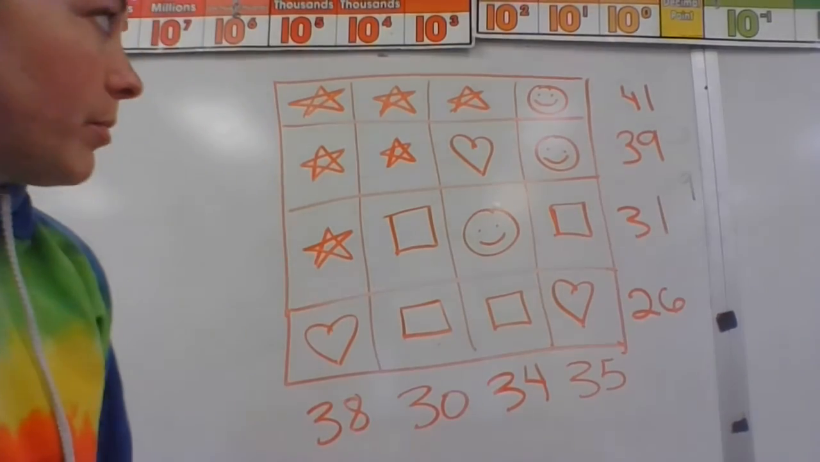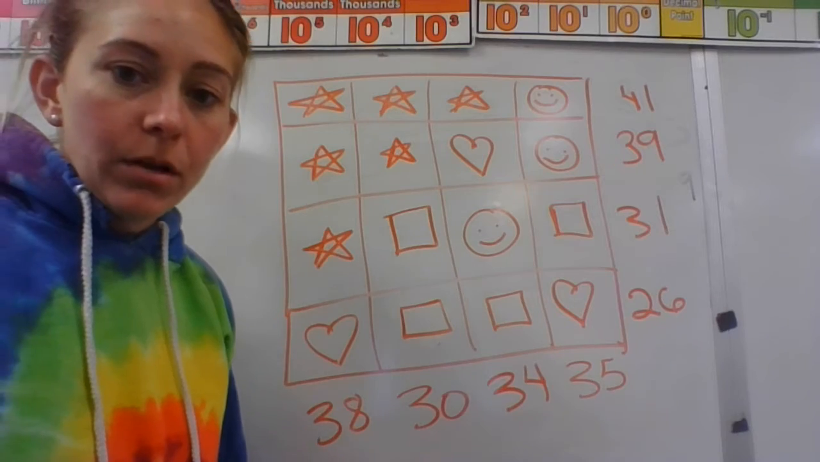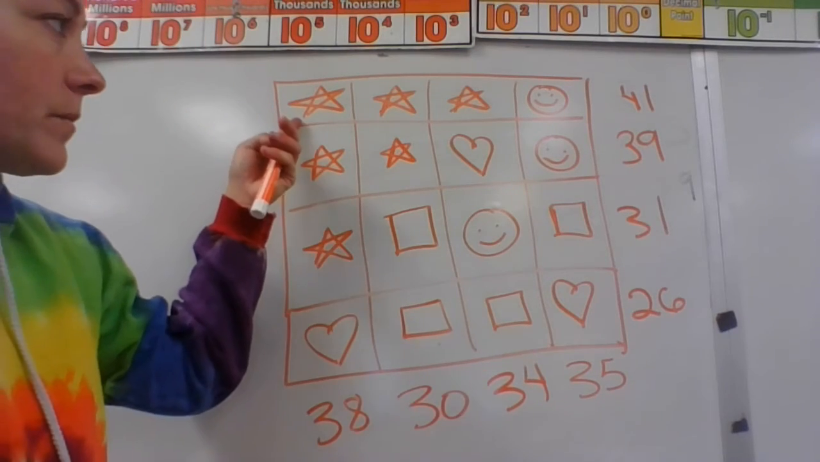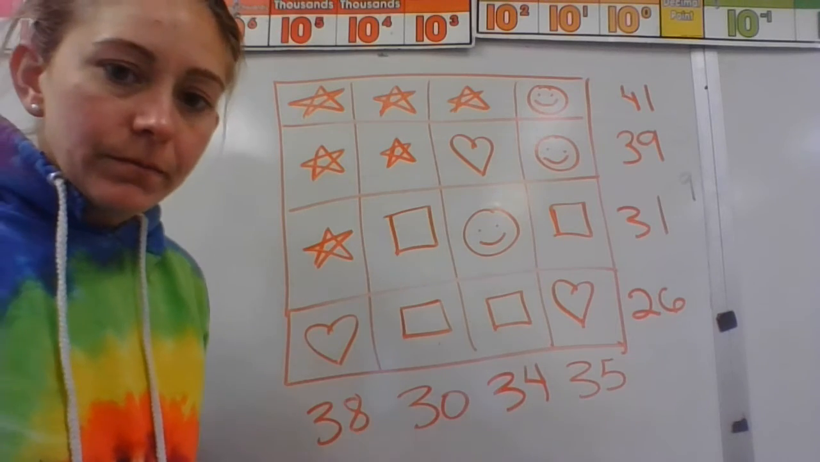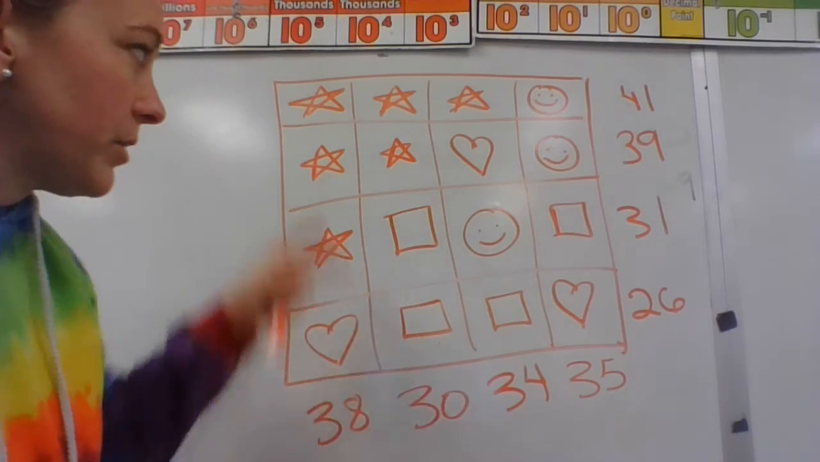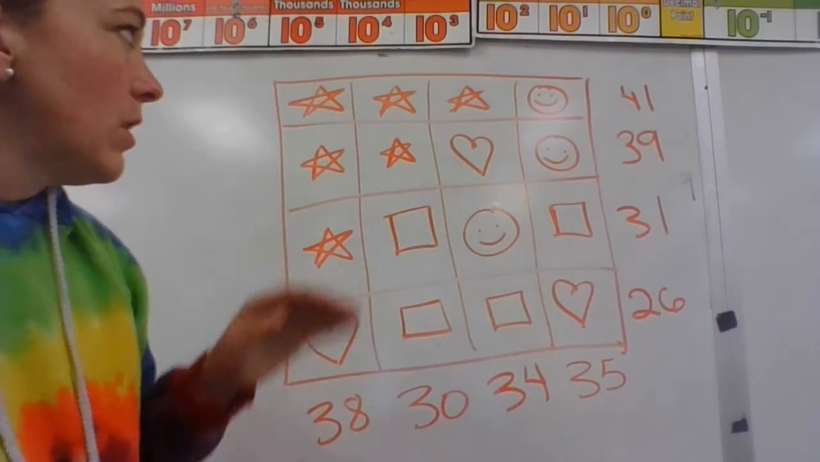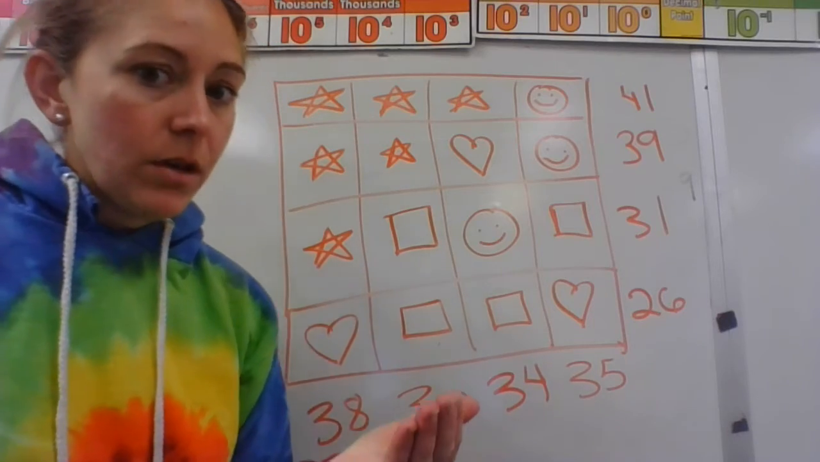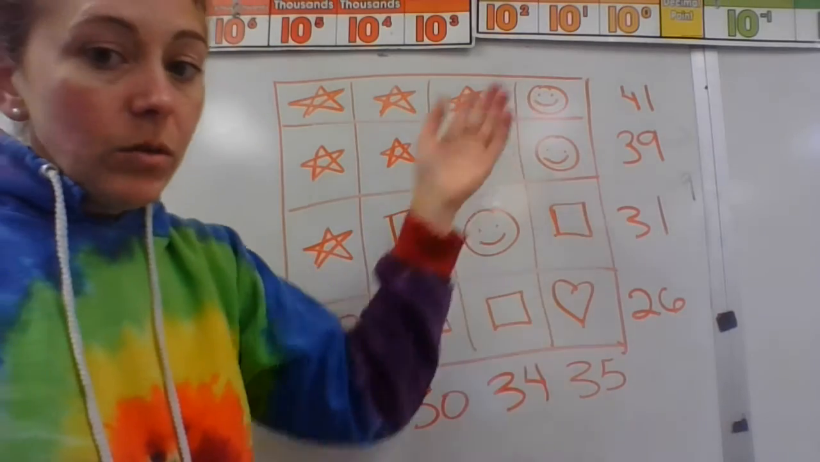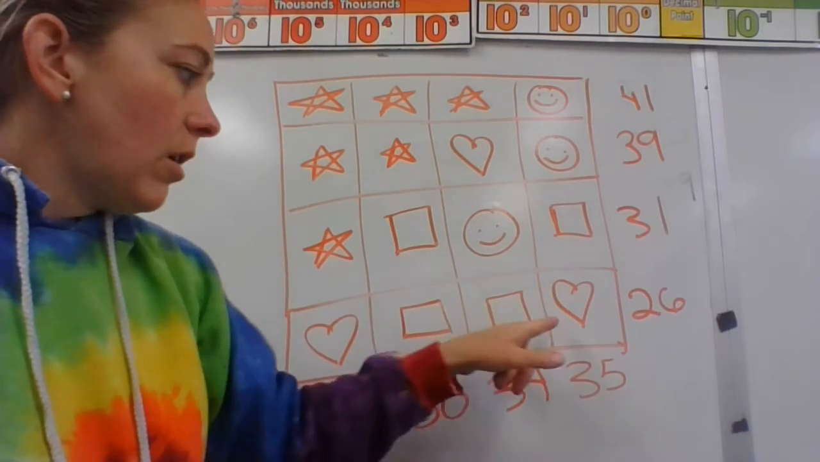So I drew up an example here, and I have assigned each image a number. We have stars, smiley faces, hearts, and squares. Then I put them in here randomly, and I added them all up on the side. So a star has a number, and all the stars have the same number. Smiley faces are all equal to something. Boxes are all equal to something, and hearts are all equal to something.